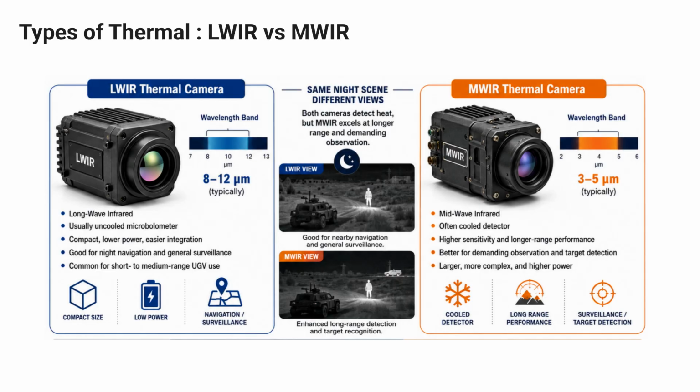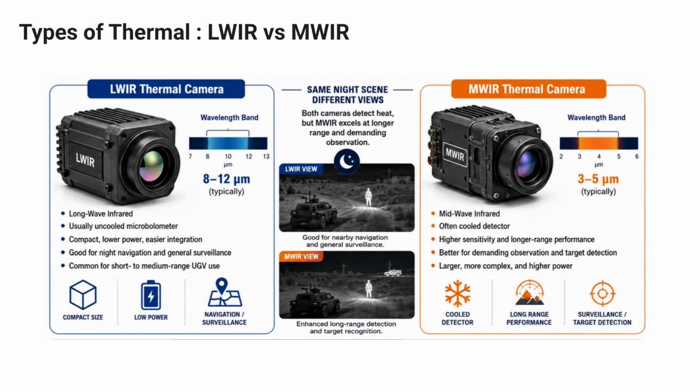This image compares the two main types of thermal cameras used in automotive or unmanned ground vehicle applications, LWIR and MWIR. LWIR stands for long-wave infrared and typically operates in the 8 to 12 micrometer range. These cameras usually use uncooled microbolometer detectors, making them compact, lower in power consumption, and easier to integrate. They are well suited for front thermal navigation, short to medium range surveillance, and general situational awareness.